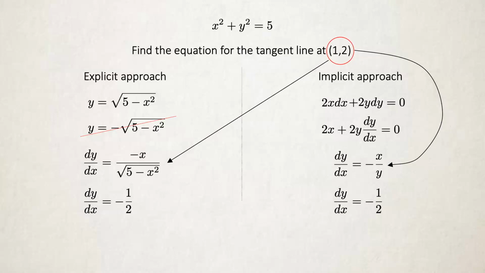Therefore, the equation of the tangent line becomes y minus 2 equals minus 1/2 times (x minus 1), which can be simplified further to y equals minus 1/2 x plus 5/2. What do you think? Which one do you think is easier? For this particular example, you might still think that both explicit and implicit approaches are about the same.